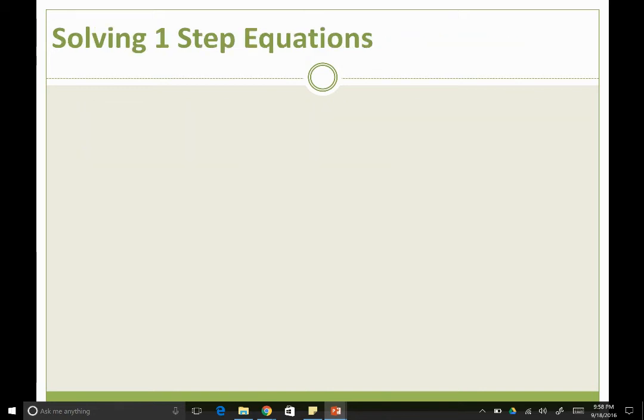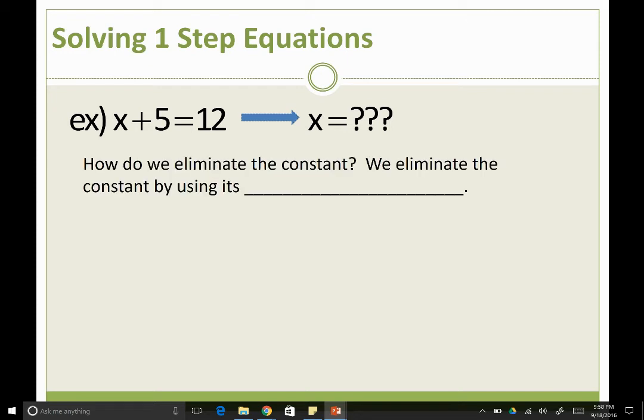All right, so let's start with one-step equations. What happens if we have a constant on the same side of the equation as our variable? So we have x and then plus 5. 5 is a completely separate term from the x, it's a constant. It has no variables. So how do we get x alone and get rid of the 5? Well, we can eliminate that constant by using its additive inverse.